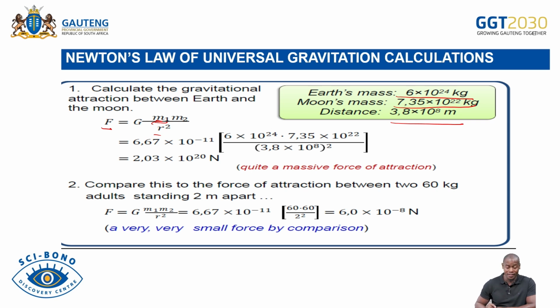The equation is F equals GM1 M2 over r squared. What is our G? 6.67 times 10 to the power negative 11, and we're getting that from the data sheet, not from our heads. Then what is the mass of the Earth? The mass of the Earth is given as 6 times 10 to the power 24. And then what is the mass of the Moon, which is M2? It's 7.35 times 10 to the power 22. And then what is the distance between their centers? The distance between their centers is 3.8 times 10 to the power 8. But let's not forget the square.